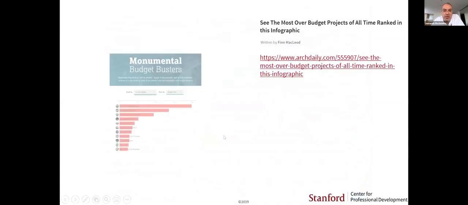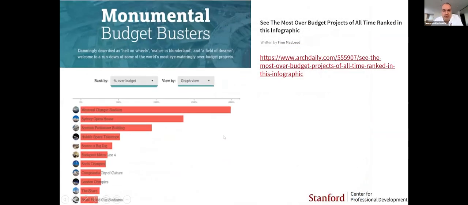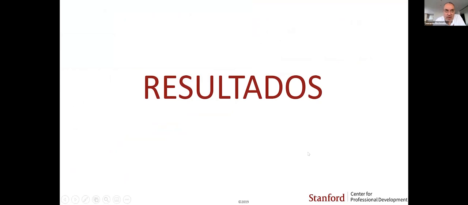Y tenemos acá otro ejemplo de lo mismo, pero en términos porcentuales, ¿no? El Estadio Olímpico de Montreal, no 10% por encima del presupuesto, o 5, o 15, o 50, sino 2000% por encima del presupuesto. La ópera de Sydney, más de 1000%. Acá tenemos los Juegos Olímpicos, alrededor de 400%. Y lamentablemente estos resultados no son la excepción a la regla.